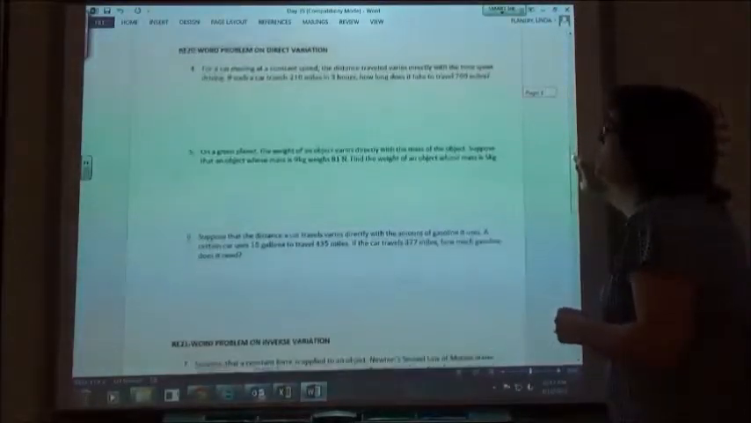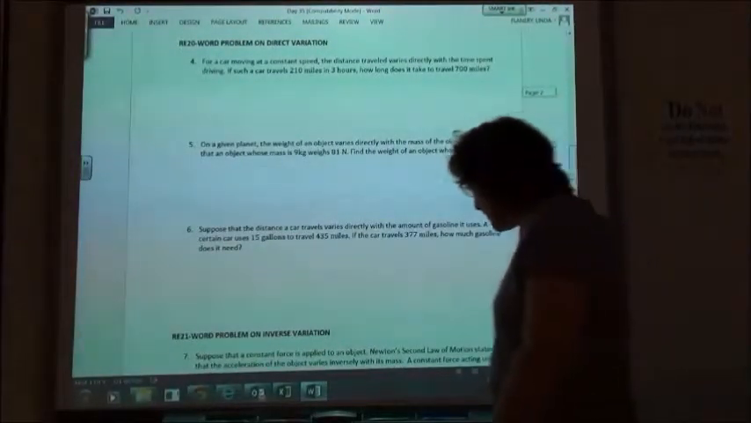Now the next ones are going to look just like the word problems on proportions, because that's what they are. They're going to call them direct variation. Again, when I'm looking at a word problem, if it's direct variation, if I increase one thing, the other thing's also going to increase. If I'm doing miles per hour, the more hours I drive, the more miles I'm going to get. It's a direct variation problem. I can set it up as a proportion.